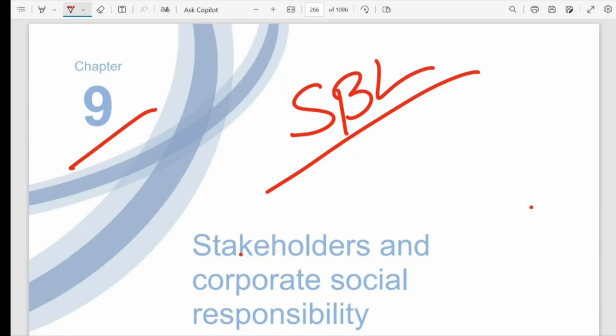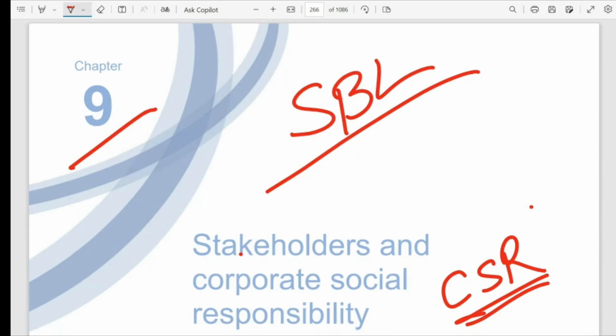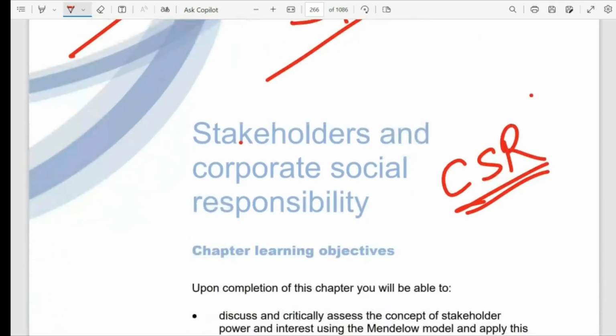Hi, student. Good day. Our chapter today is Chapter 9 for Strategic Business Leader: Stakeholders and Corporate Social Responsibility, so-called CSR. You have seen on many corporate websites, under the corporate section, a CSR highlight on each and every website, of international companies and maybe local companies also.